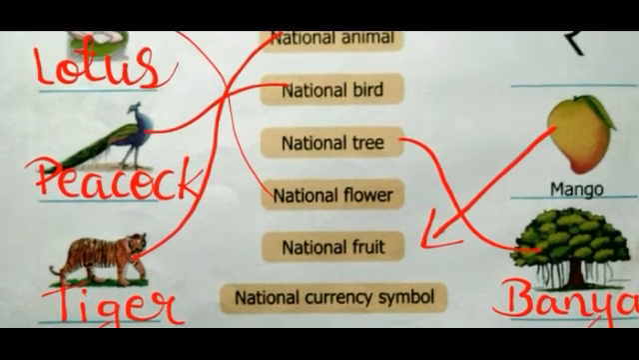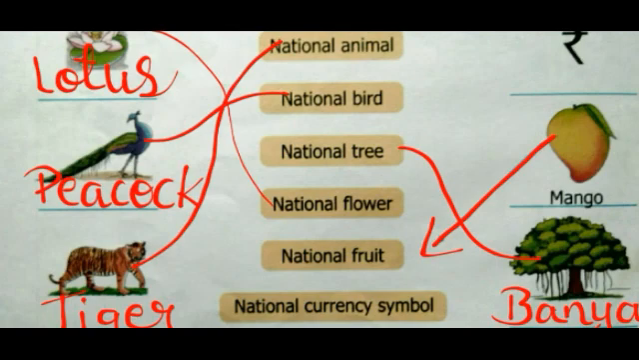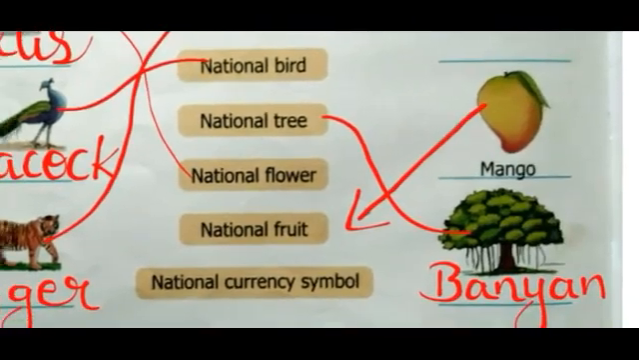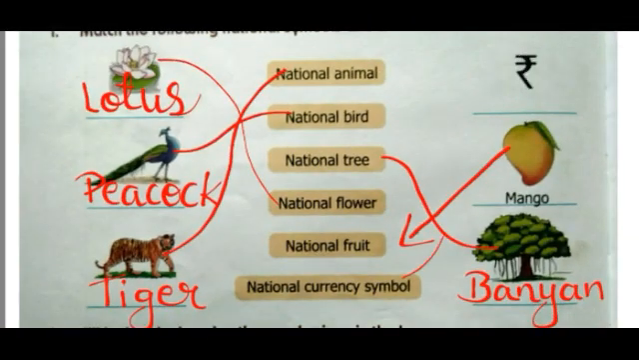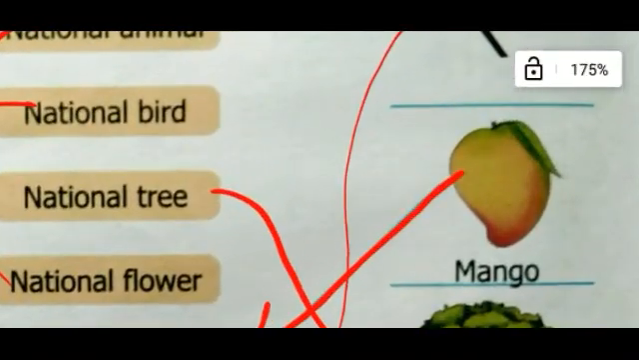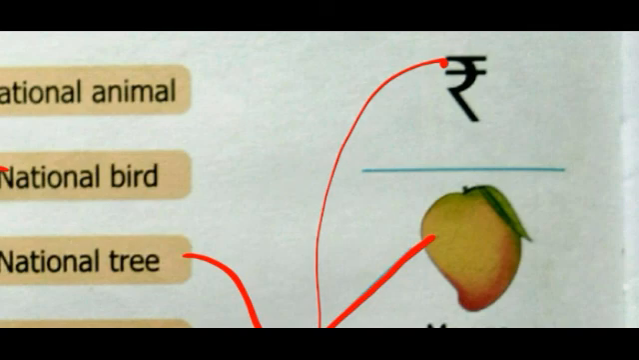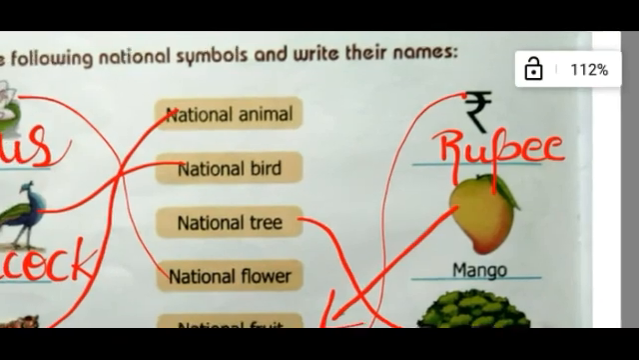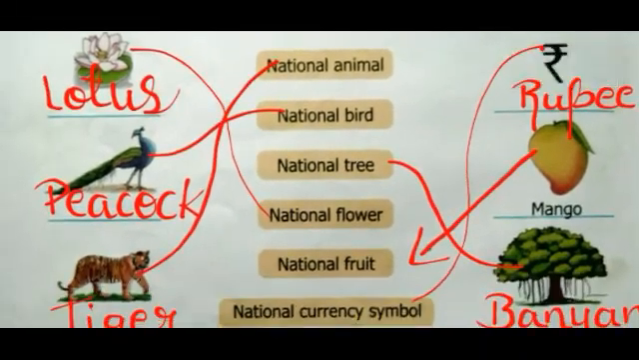National currency symbol. So, what is our national currency symbol? Indian rupee. Yes, rupee. So, we will first match it with it. And then we will write the name. It's Indian rupee. Okay? So this is the way how we'll match the national symbols and then we have to write the names.